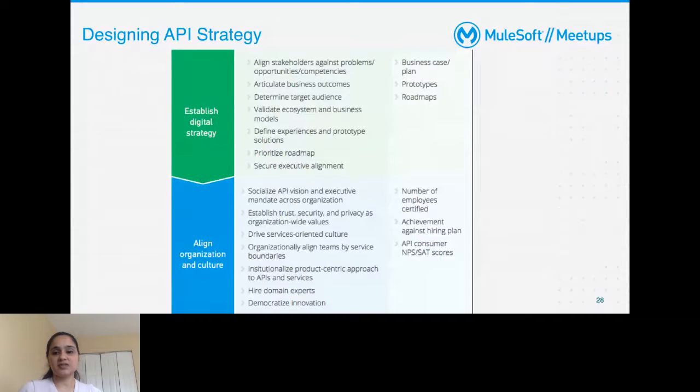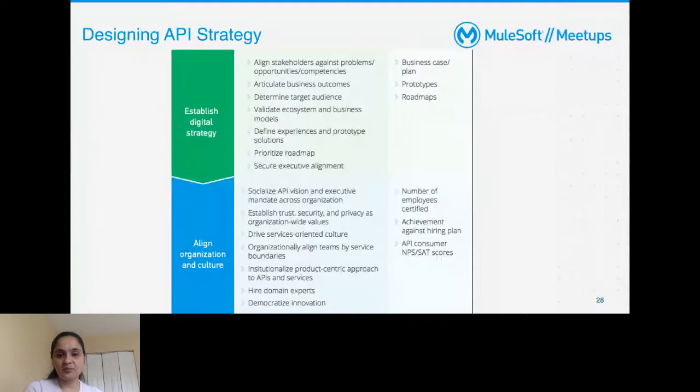Second is establishing trust, security, and privacy as organization-wide values. Third is driving the service-oriented culture. That's very important. The organization should drive the service-oriented culture to establish the API vision and make the integrations more effective, secure, and connected. To achieve the digital transformation, they need to drive the service-oriented culture. They should prioritize the services across the organization, with organizationally aligned teams by service boundaries. Hire the domain experts. Definitely, you need the domain experts. You need the integration experts.